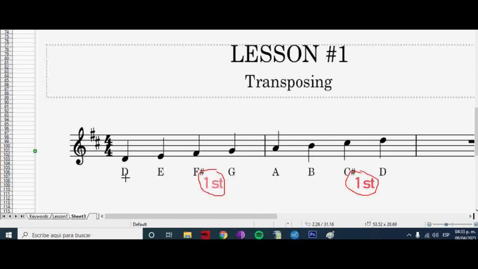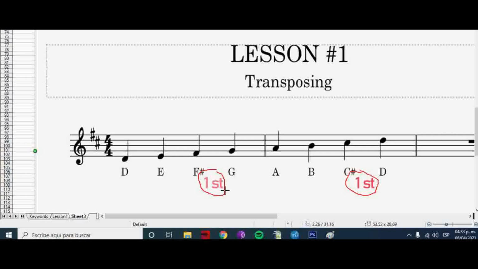We transpose from the C note to the D note. We are beginning from the 2nd note, but the same pattern. From the 3rd note to the 4th note is only 1 semitone. The rest of them are 2 semitones, and this is the other case, the other exception.